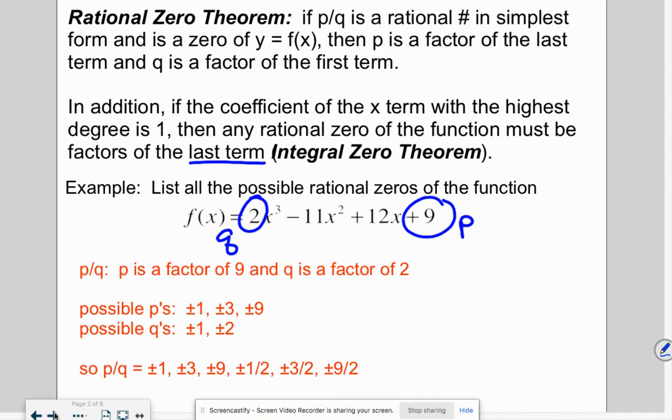So plus and minus 1 over 1, 3 over 1, 9 over 1 first, and then plus and minus 1 over 2, 3 over 2, 9 over 2 second. I always write the integers first and the fractions last. It's just a matter of my process of making that list a little easier. So we don't repeat, and we always simplify fractions. So p over q, don't repeat because you're making a list here. So don't repeat and always simplify.